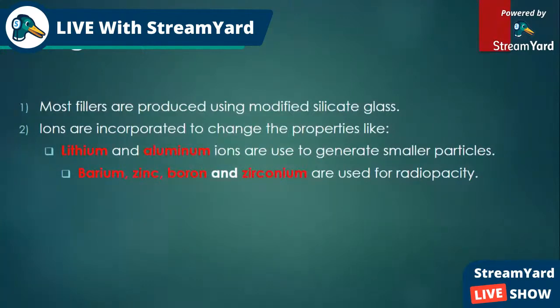And the second thing is a few ions are incorporated to change the properties of it. For example, the lithium and aluminum ions are incorporated to generate small particles, because these ions help the glass be ground into smaller particles. And the other ions are barium, zinc, boron and zirconium. These are used for radio-opacity.